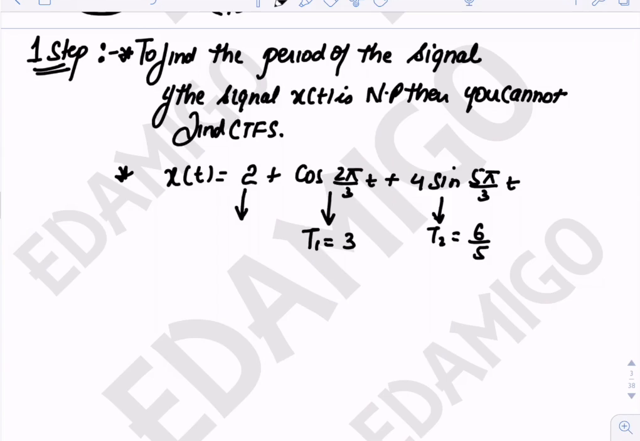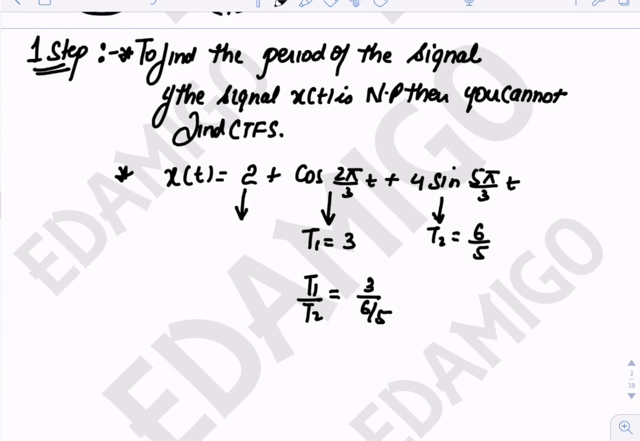Now, to find the time period of this signal, we will first find the ratio T1 upon T2. So the T1 upon T2 ratio will be 3 divided by 6 by 5. If you do not know how to find the time period, then go to the YouTube channel of EDAMIGO. There you will find the solution of the previous year questions, where I have explained in an exhaustive manner how to find the time period of the signal.